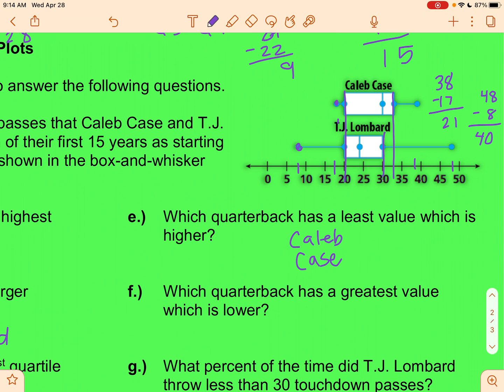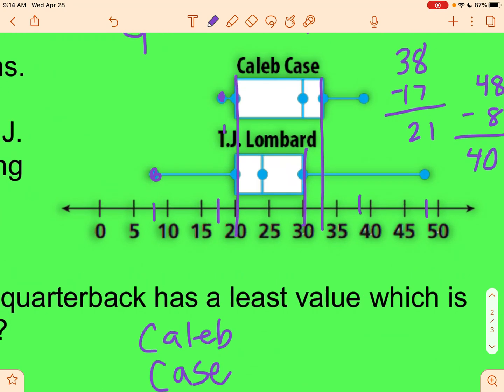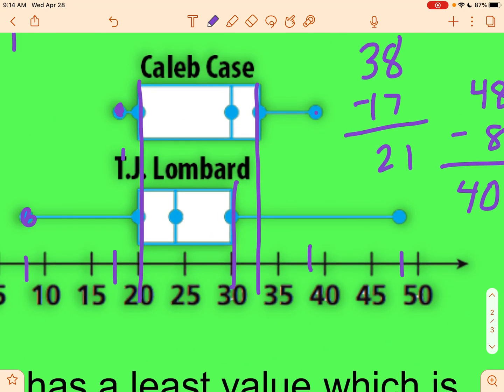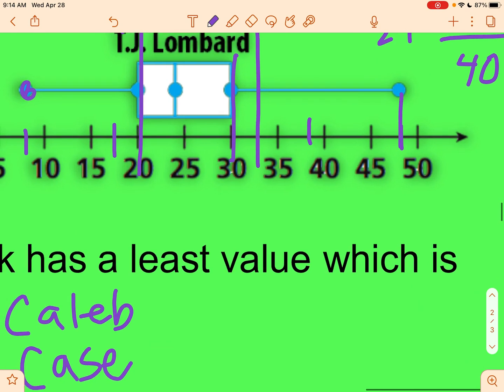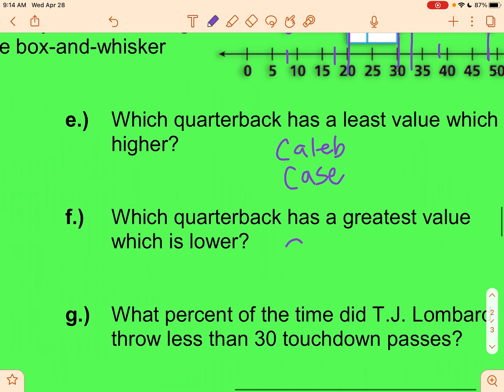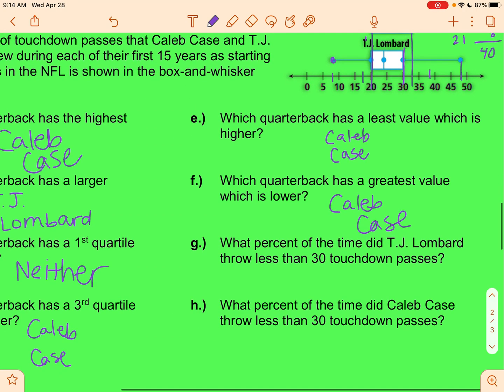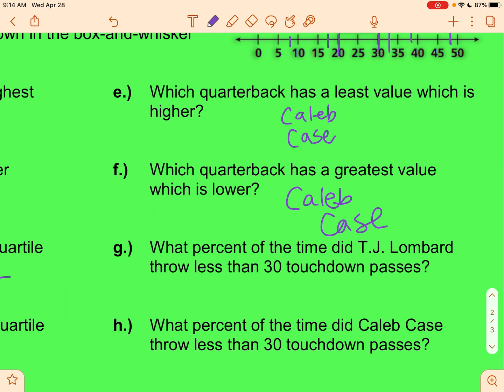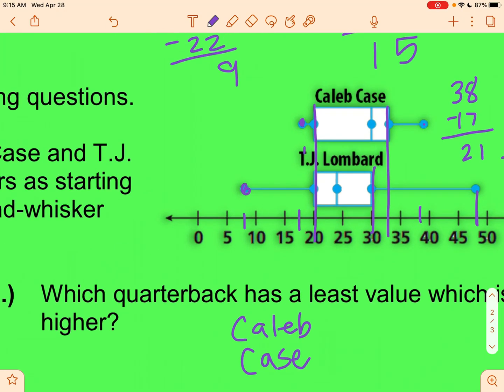Letter F, which quarterback has the greatest value which is lower? The greatest value for Caleb is about 38. The greatest value for TJ is about 48. Whose is lower? Right, Caleb Case. Two more. What percent of the time did TJ Lombard throw less than 30 touchdown passes?